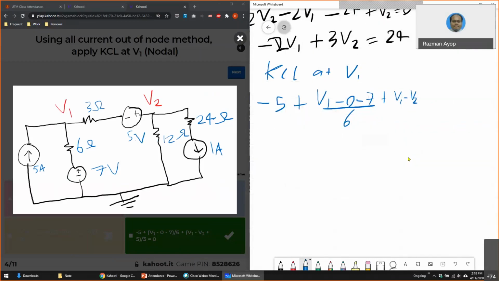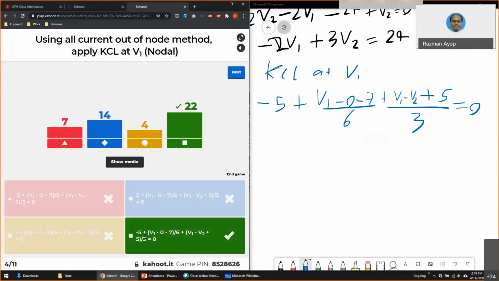The current goes into the negative side, so it becomes positive 7, positive 5 divided by 3, equals 0. So if you look here, this is the answer.